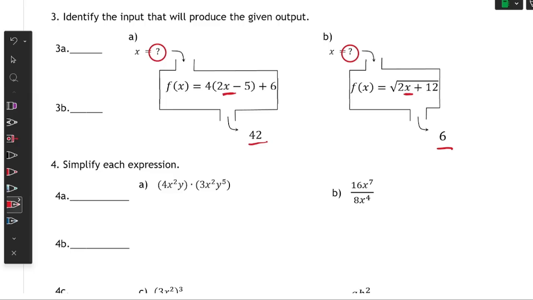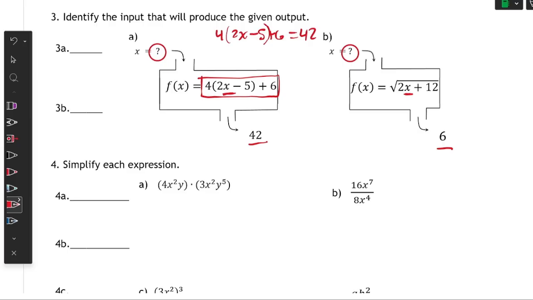So one strategy is just take the equation, take the definition of the function, right? This function is defined as 4 times the quantity of 2x minus 5 and then plus 6, and set that equal to the desired output. So I can write the following: 4 times the quantity of 2x minus 5 plus 6, oops, close the parentheses there. We want that to equal 42.